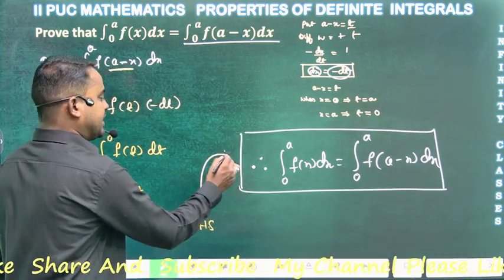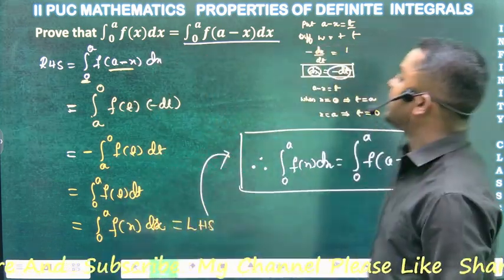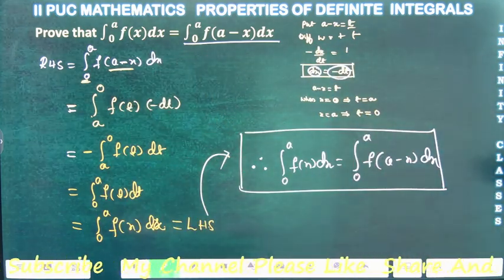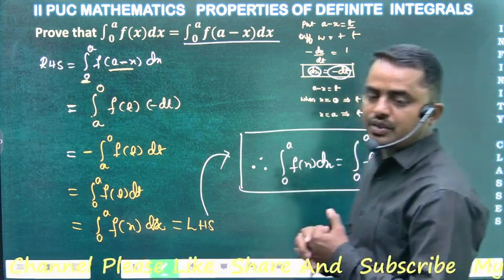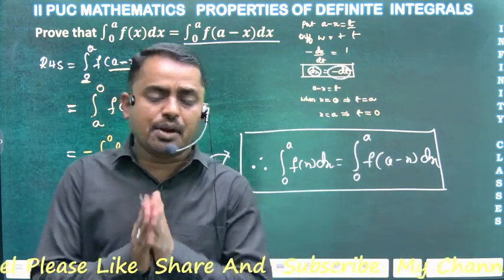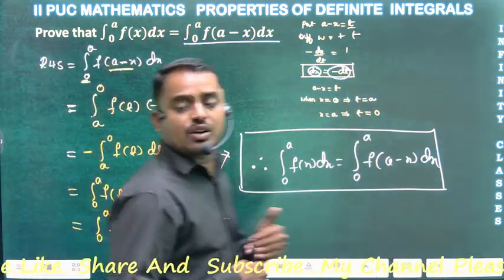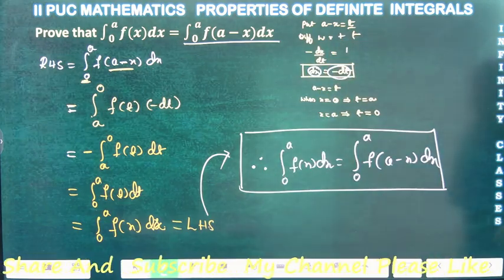After this step you have to write this one. So this is a very important property, and most of the time this property has been asked in the annual examination. So in this way you have to prove the property. Moving to the next, let us solve problems based on this property.